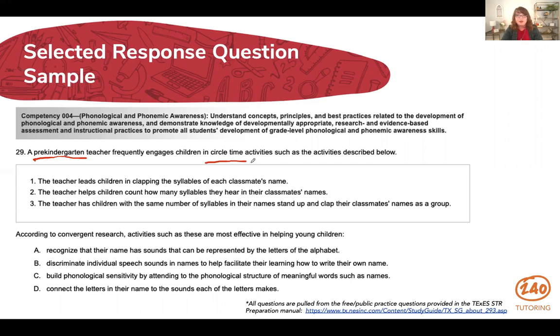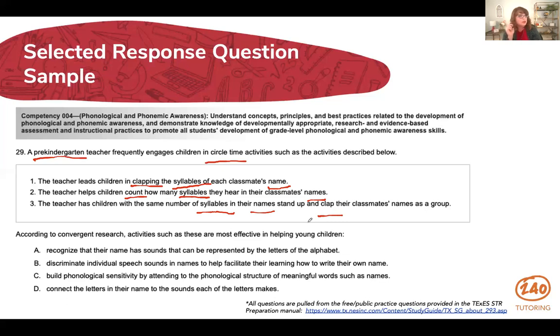Now, before we get into those answer choices, I want to just highlight a few things that I heard in common here. I heard clapping more than once, and I heard syllables. Here I heard counting syllables, and I also heard names. Then down here we have syllables, clapping, and again, names. So lots of repetition there. Let's look at these answer choices.